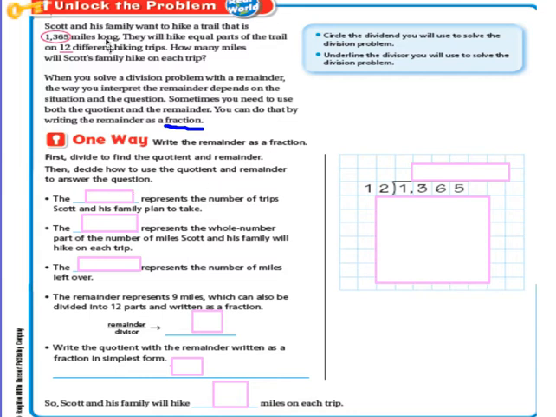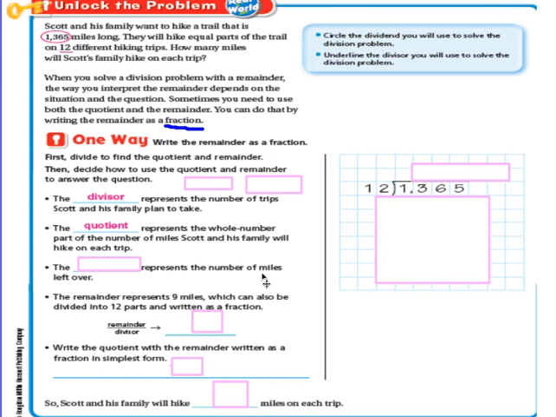That is the 12. What is the 12? It is the divisor. How many trips? Please write divisor in there. Blank represents the whole number part of the number of miles Scott and his family will hike each trip, which is our answer. So the answer is our quotient.